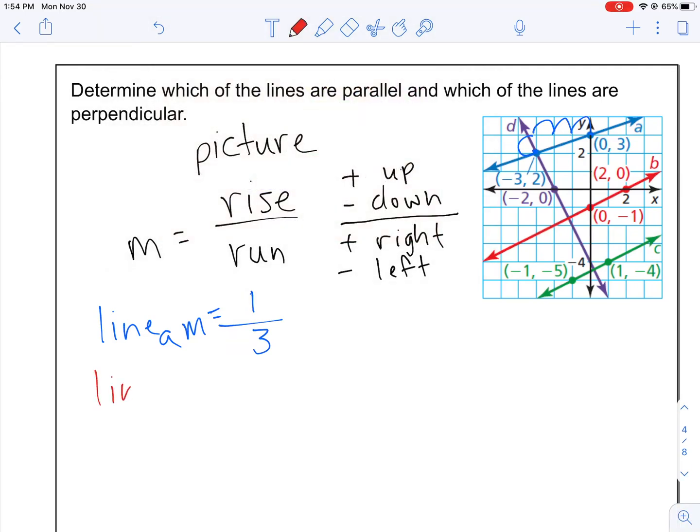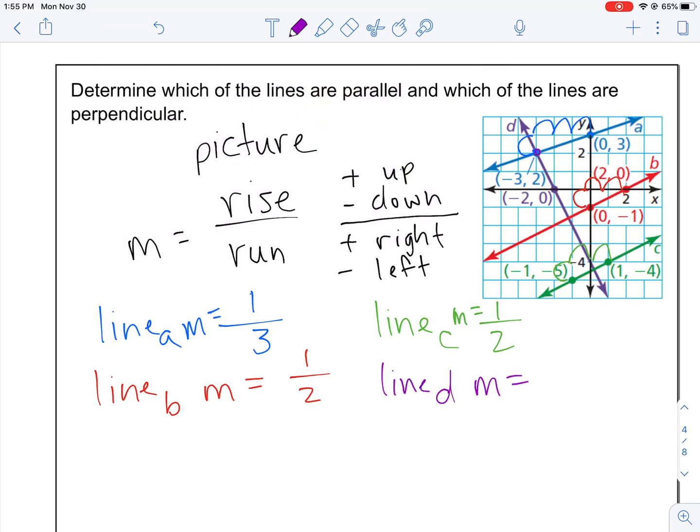Next we have line B, and the slope is up 1, right 2. Got 2 more to do. Line C, which is up 1, right 2. And that's the slope. And then finally, line D. Well, that's from here. So down 2, right 1.